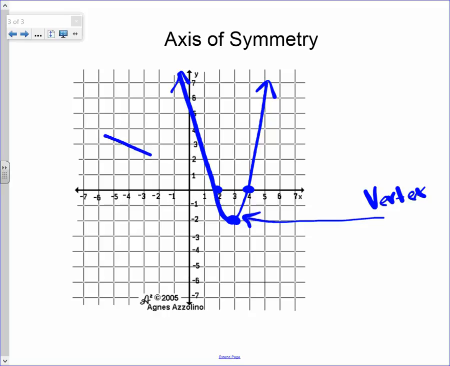Let's put an arrow at these two points where it crosses the x-axis. What are those called? Roots or x-intercepts. Beautiful, Osuna. I'll put x-intercepts or roots. Do that with me.